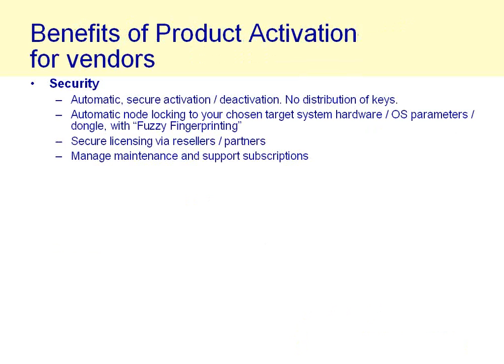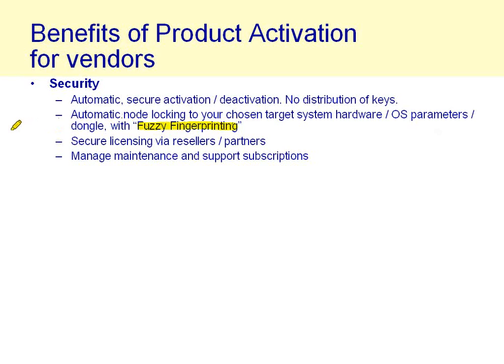So what are some of the benefits of this for you as a software vendor? So first of all, obviously the activation is automatic. There are no keys to distribute. It's secure. The node locking is automatic. And there's a capability in Orion I'll mention briefly that we call fuzzy fingerprinting.